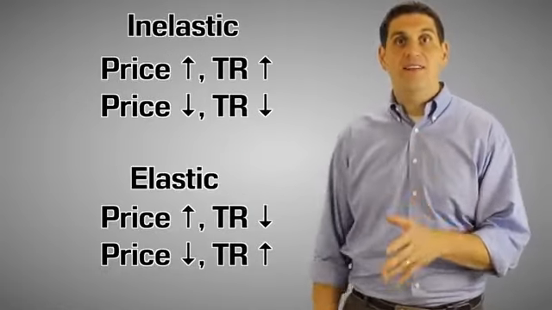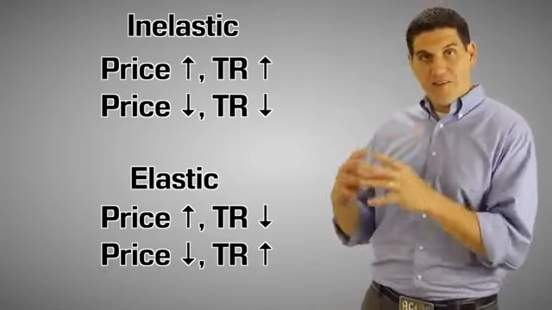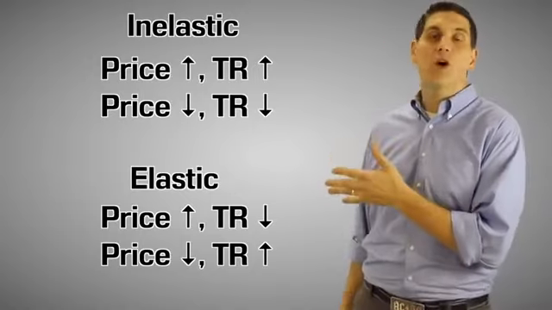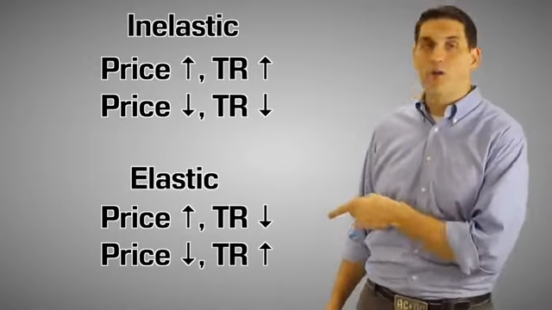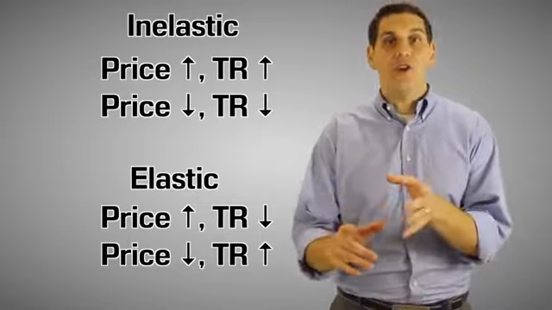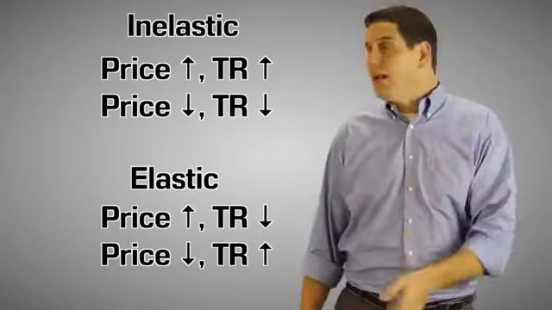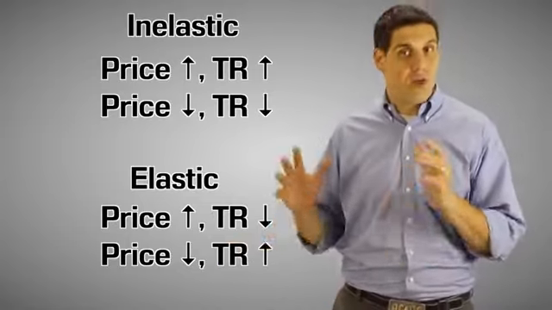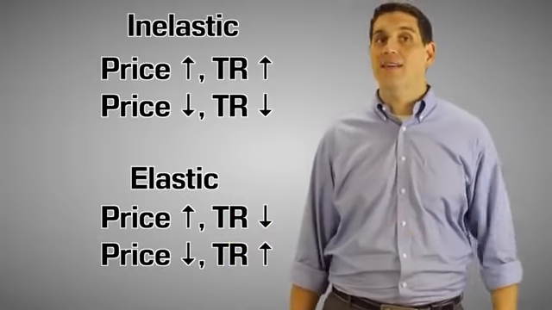Now, what you're going to see on a test is a question that says, if there's a given product, product X, and the price goes up and the total revenue goes down, what must be true? And the answer is it's elastic demand, right? If the price goes up and the total revenue, the box gets smaller, that's elastic demand.